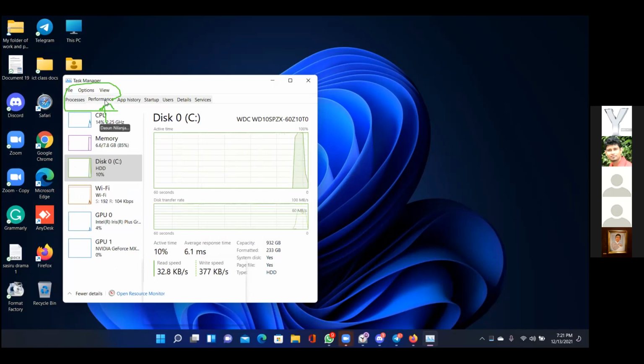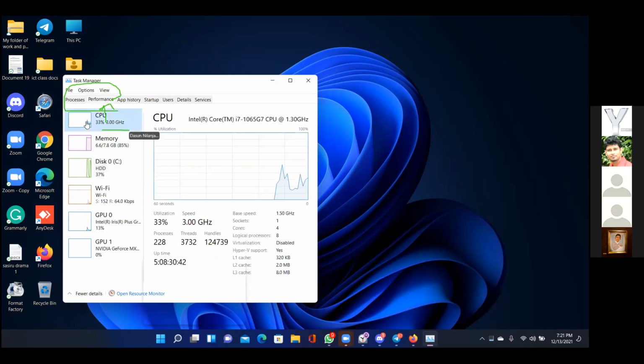And so you can see Sasiru's computer is, let's go to the CPU. It is i7, and it is a quad core i7 machine having 8 GB RAM. It's a processor, i7.